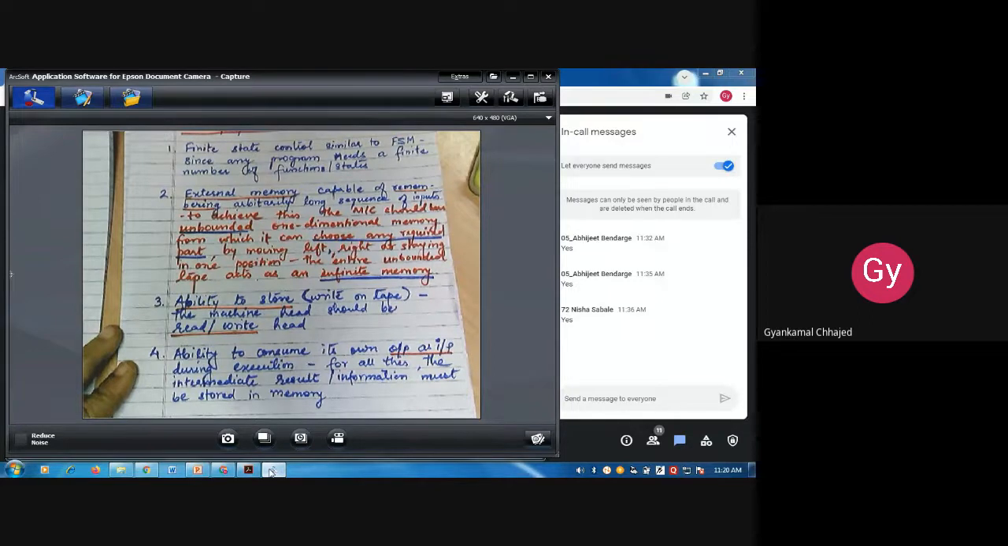Okay. So the ability to consume its own output as input during execution.